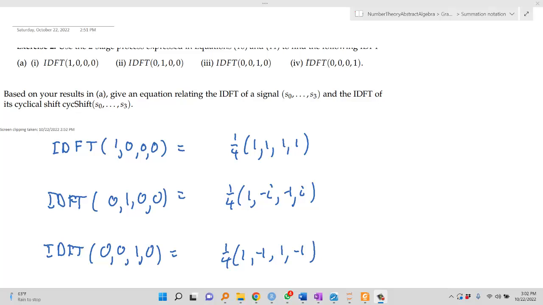Okay, I wanted to give a little more indication on problem 2, where you had to find 4 IDFTs. Notice that the first IDFT is 1000. The second IDFT is 0100, which is the cyclical shift of 1000. Then this next one, 0010, is the cyclical shift of 0100, etc. If you did these, this is what you should get.